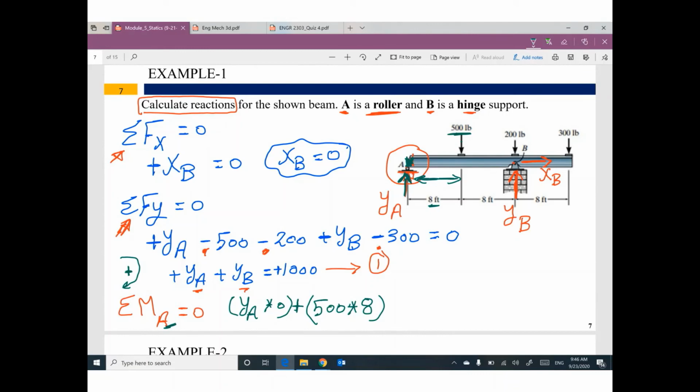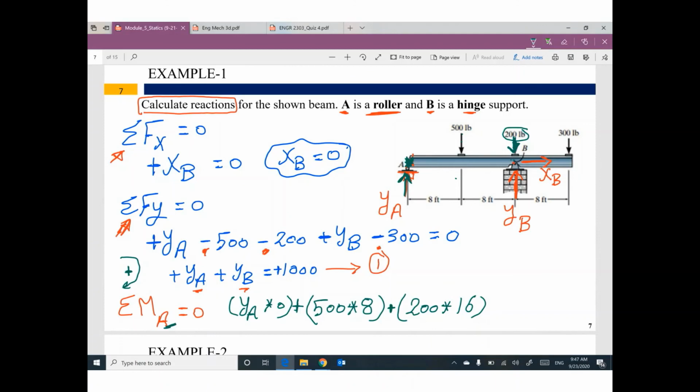So I'm assuming the positive direction is the clockwise direction. Keep going. What do you have else? What is the next force? The next force is 200. What is the distance between 200 and point A that you selected? 16. I believe this force would like to rotate clockwise around point A, so it's positive also, because I assume this direction is positive.